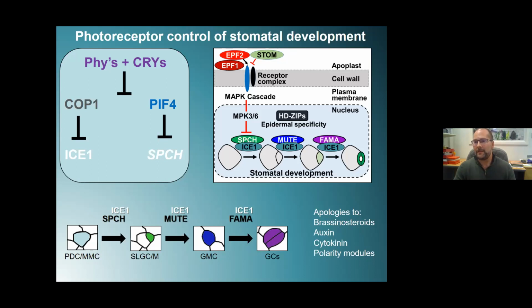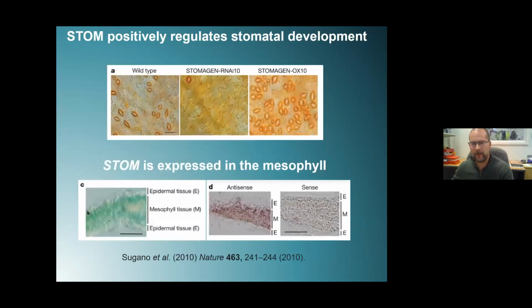But is it the only way? I'd say the answer is probably not. I'm going to give you a couple more examples from the field where we're looking at this question of how light is regulating stomatal development. The first of these is going to focus on stomagen. So stomagen is one of these epidermal patterning factor-like genes.